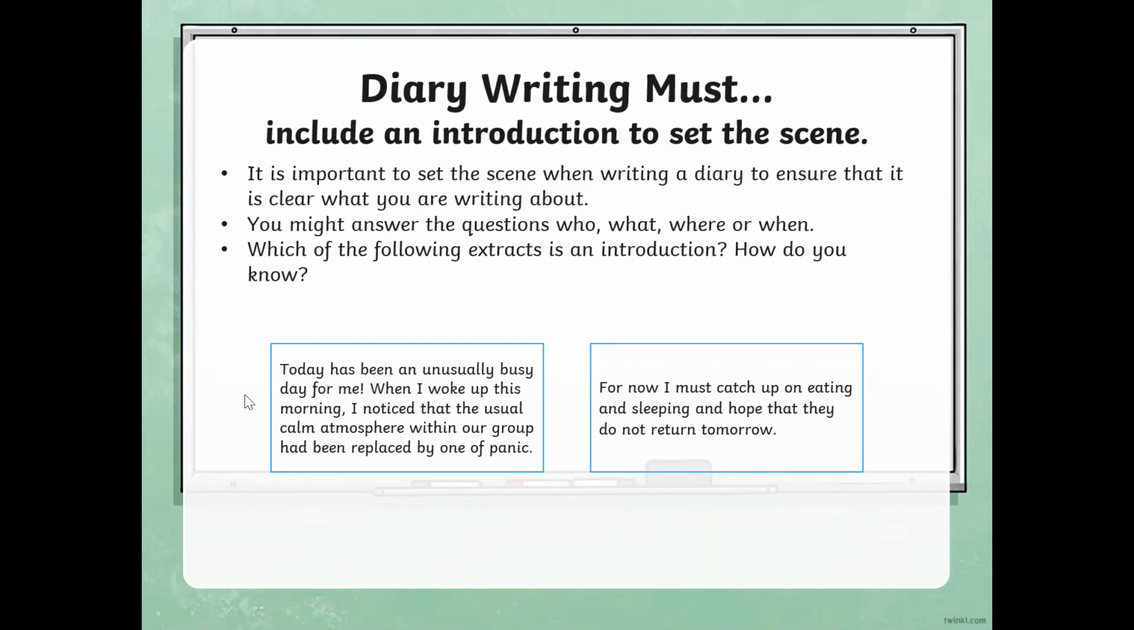This example here actually tells us about how the writer is feeling that day. They've noticed something. They're talking about the beginning of the day and what they noticed. So this is more like an introduction to the day.